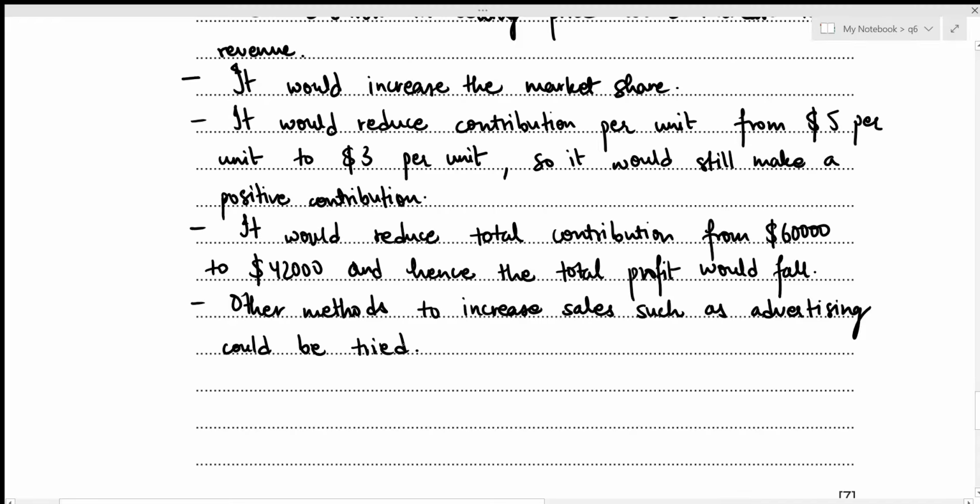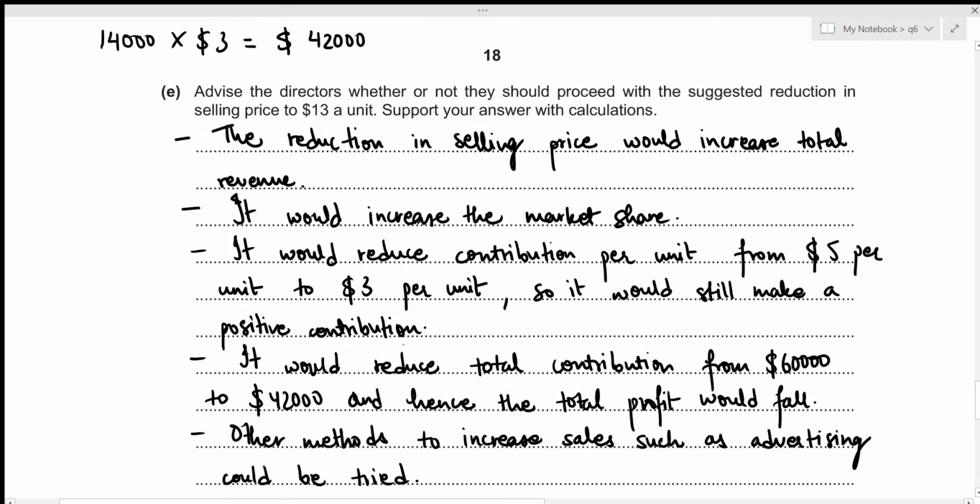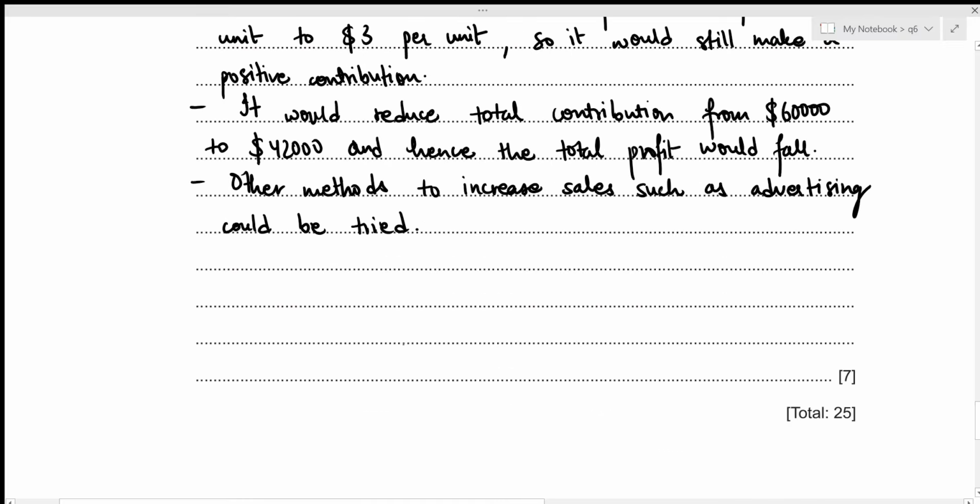And now, based on these factors, we need to advise the directors whether or not they should proceed with the suggested reduction in selling price to 13 a unit. So considering the fact that the total profit would decrease, I would advise the directors not to proceed with the suggested reduction. Let's write the decision clearly.